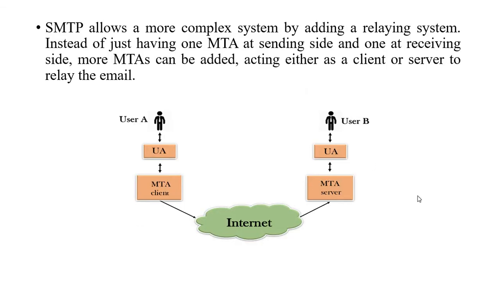Also, some other features of SMTP which we need to consider: SMTP allows a more complex system by adding a relay system concept. So instead of just having one message transfer agent at the sending side and one at the receiving side, more message transfer agents can be added between the client and the server, based on the kind of application and the kind of message which we have to send to the recipients over the internet.